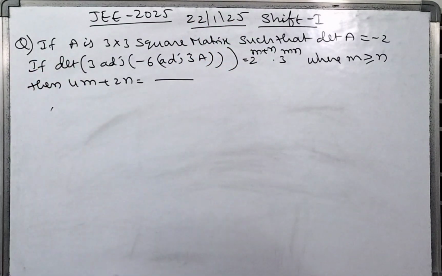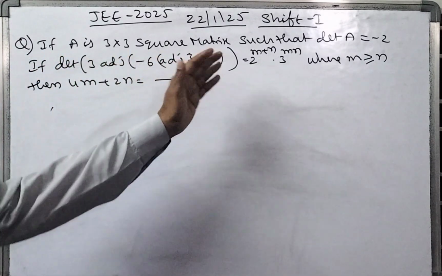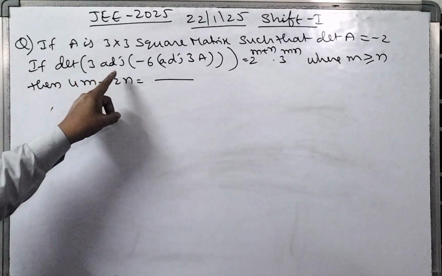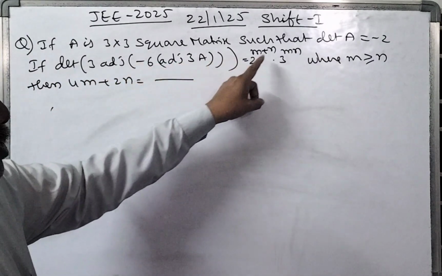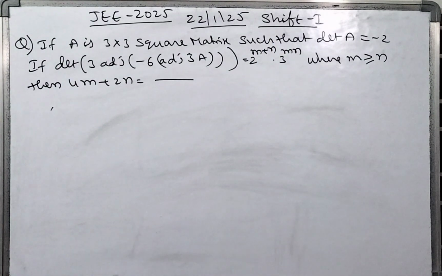If you see the problem from matrices and determinants, the problem is: if A is a 3 by 3 square matrix such that det A is equal to minus 2, and the determinant of 3 adjoint of minus 6 adjoint of 3A is equal to 2 power m plus n into 3 power mn, where m is greater than or equal to n, then find 4m plus 2n.